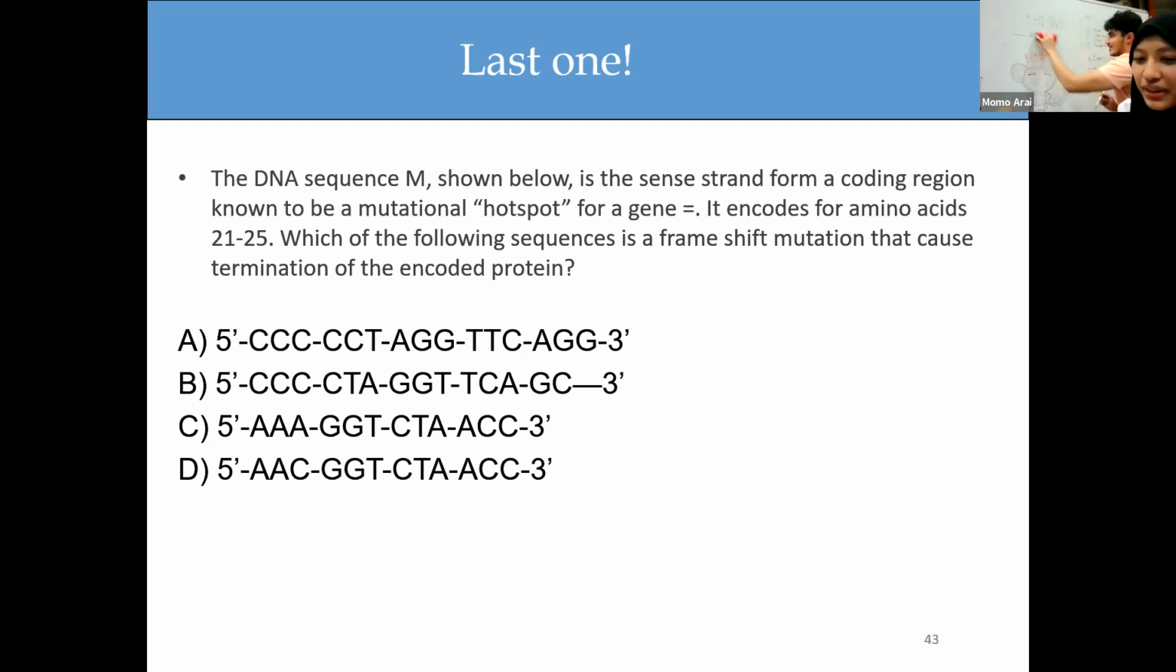Won't the stop codon be the first? Yeah, exactly. When it's read the other way, it will be in the first place, so it won't even read the rest. And the question says a frameshift mutation that causes termination of the encoded protein. What was it? UGA. So what I want you to know from that is it causes it to stop. You need to look for a stop codon. That's all I meant.